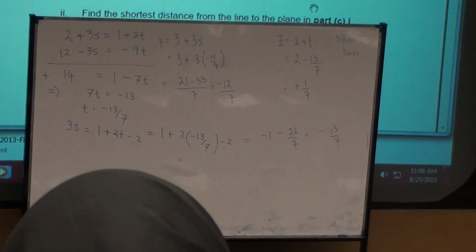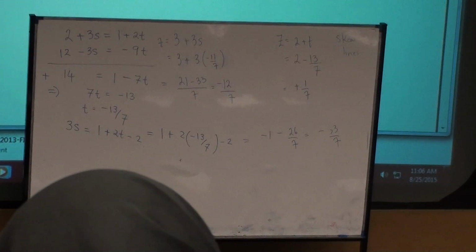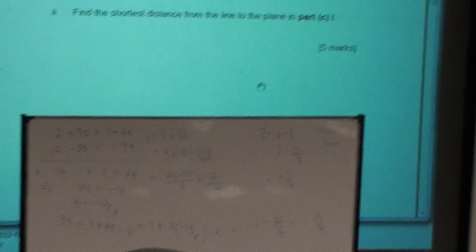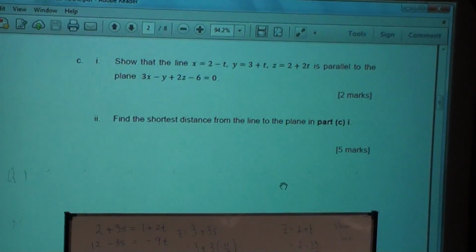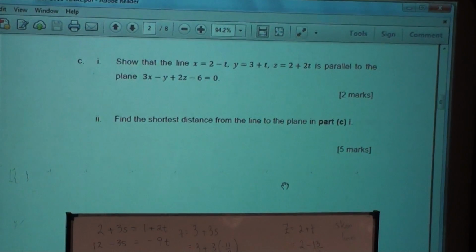The next one: show that the line x equals 2 minus t, y equals 3 plus t, z equals 2 plus 2t is parallel to the plane.